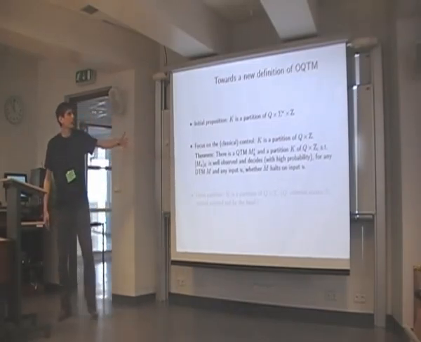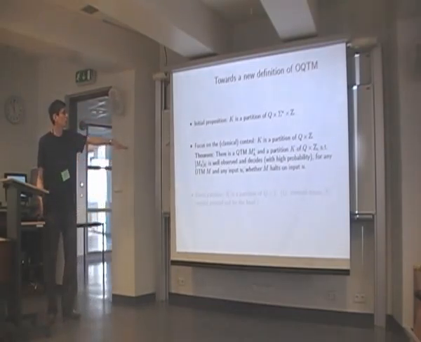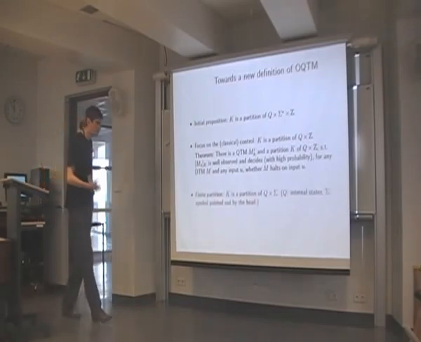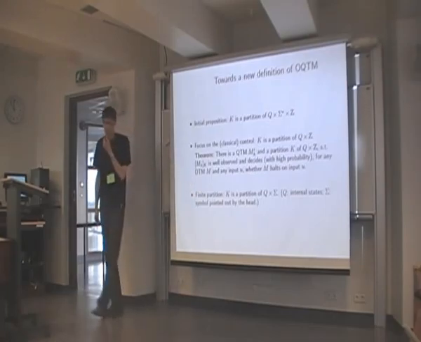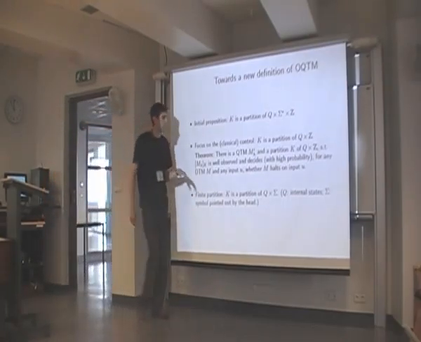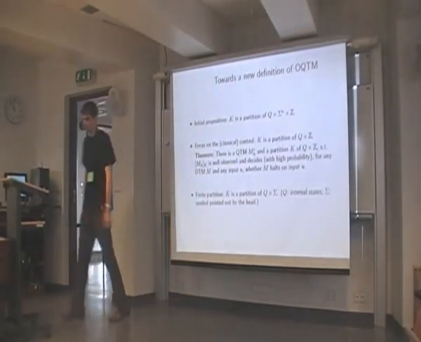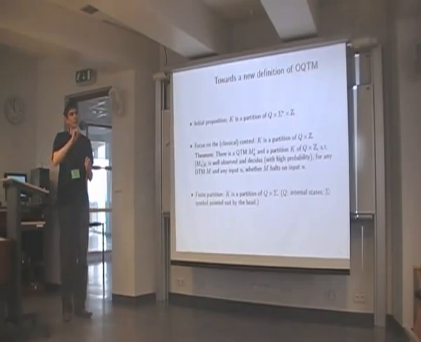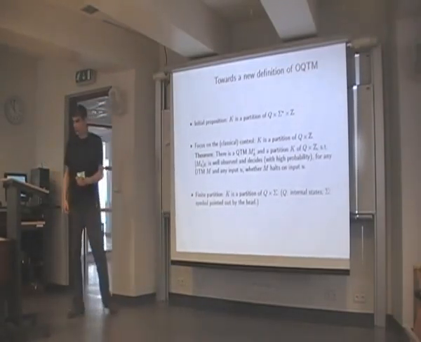It's not exactly the same, but we can prove the same. There exists a machine to solve this halting problem. So we have to be more restrictive and just allow finite partitions, in fact. And we consider that K is just a partition of the internal state and sigma, which represents, in fact, the symbol which is pointed out by the head. So now we have this.